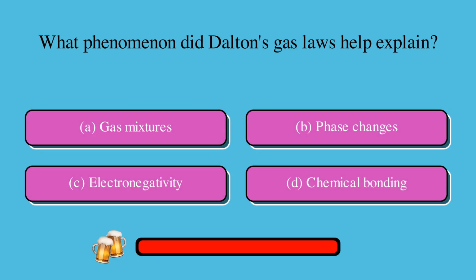What phenomenon did Dalton's gas laws help explain? Is it A, gas mixtures, B, phase changes, C, electronegativity, or D, chemical bonding? The correct answer is A, gas mixtures.